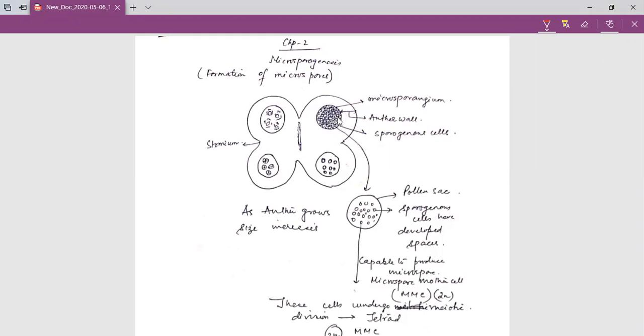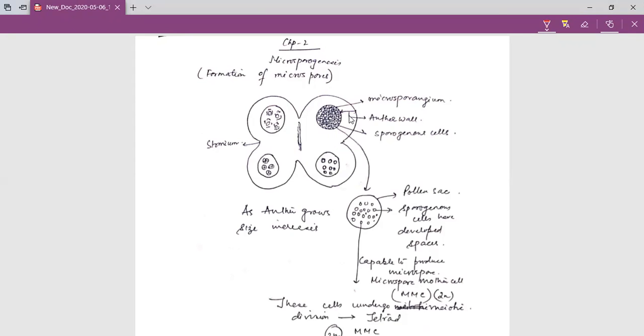This is your one microsporangium which contains these dense cells which we call sporogenous cells. Last class I told you about this gap from the outer to the inner, that is the wall of the microsporangium, the anther wall. What are the four layers of the anther wall? The first layer is epidermis, after that endothecium, then 3 to 4 middle layers, and the fourth layer is the tapetum. Tapetum plays an important role in the formation of pollen grain from these sporogenous cells. Later on, you'll come to know how it plays that important role.